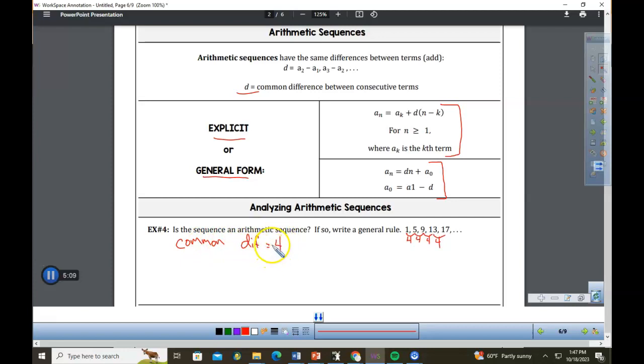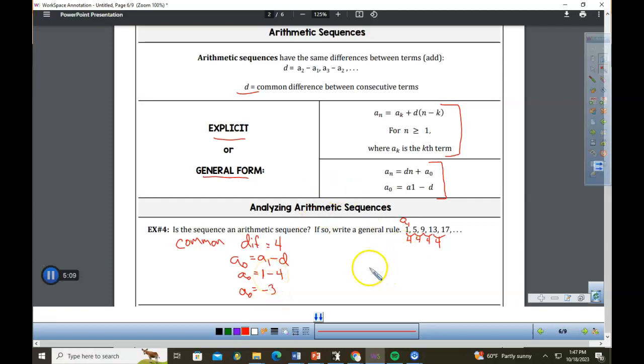Okay? Now for this one, to find my initial, or my a sub 0 for my formula, my before initial, I take my a sub 1 and subtract my d. My a sub 1 is 1. My d, my common difference, is 4. So a sub 0 equals -3. Okay?